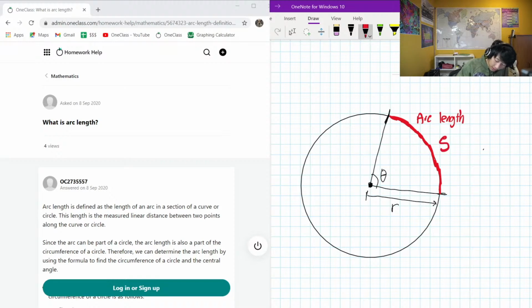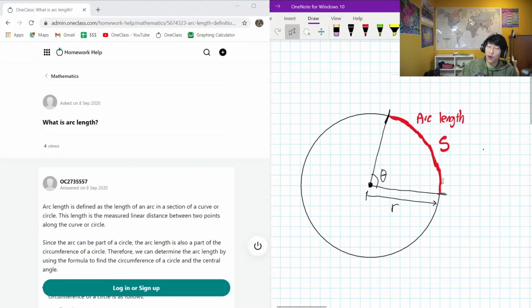And this is typically represented with S. We don't use A, or R, since R is used for radius, and we're not going to use A because that would be way too easy. It's more because A is commonly used for other things. So this is what the arc length is.